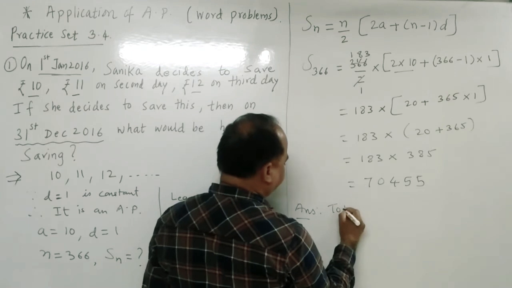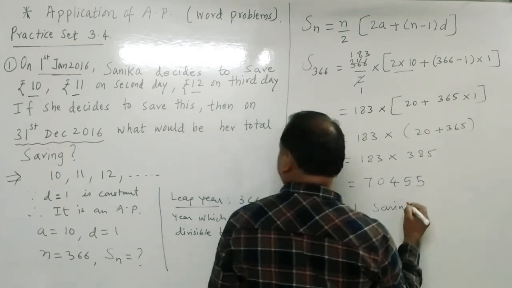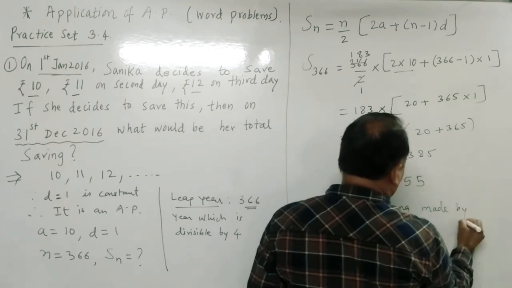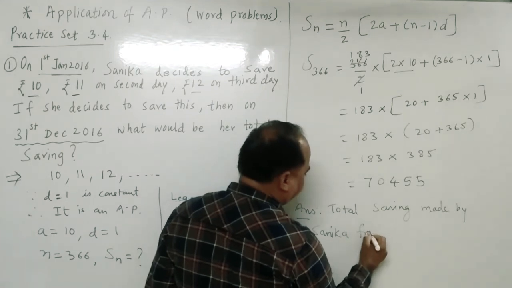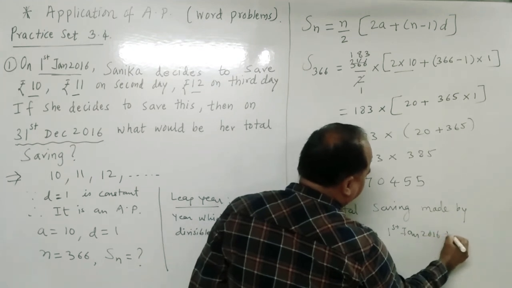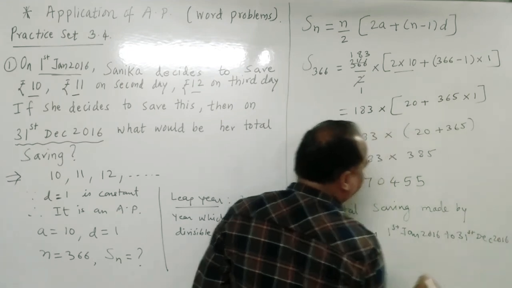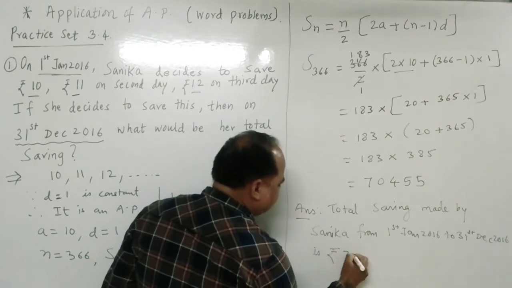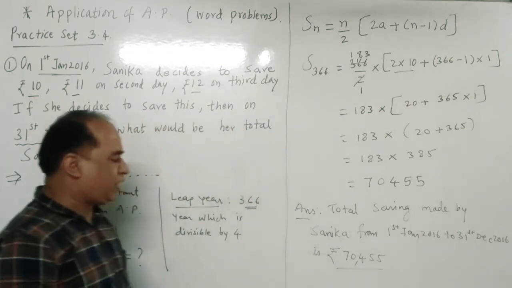So at last write the answer. Answer: total saving made by Sanika from 1st Jan 2016 to 31st December 2016 is rupees 70,455.